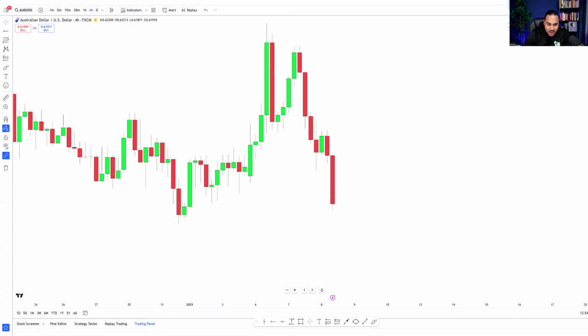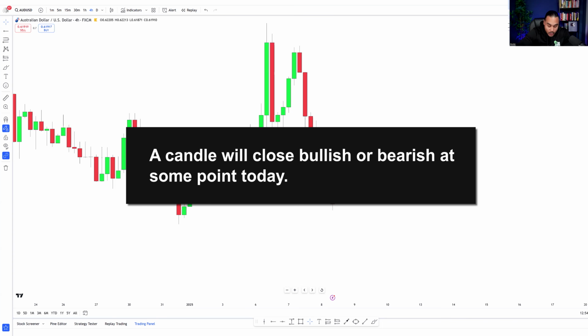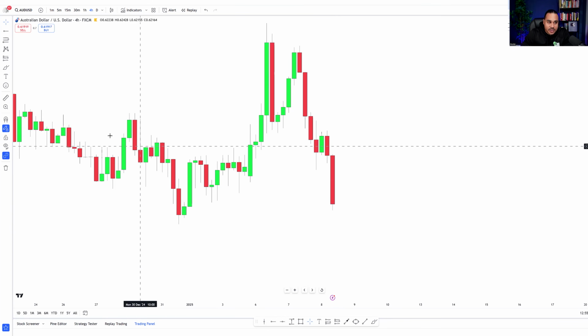It is an undeniable fact and it is not up for debate. A candle will close bullish or bearish at some point today. And if you look at the charts, you can see everywhere, and I mean everywhere, that a candle at some point has to close bullish or bearish. Now, if that's true, and all we're looking for as a trader is commonalities where we see repeatable patterns in order for us to create a process that we can repeat consistently, then why don't we take advantage of that?